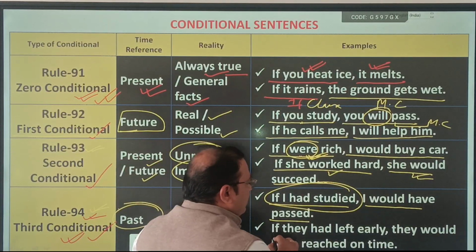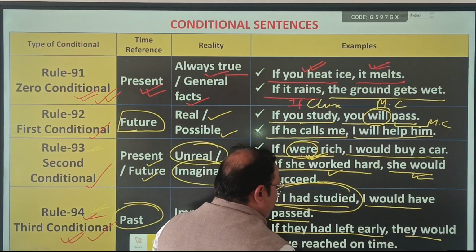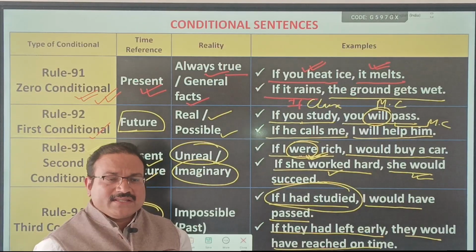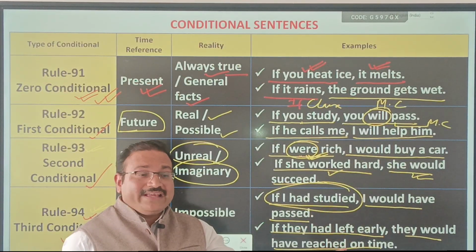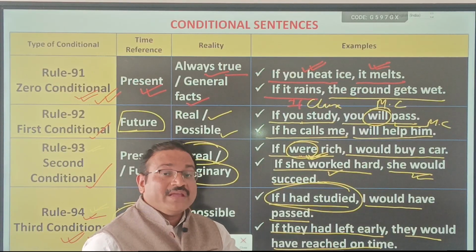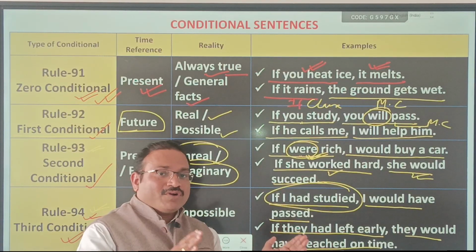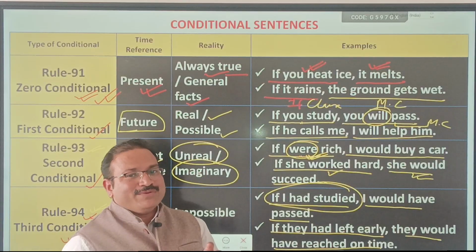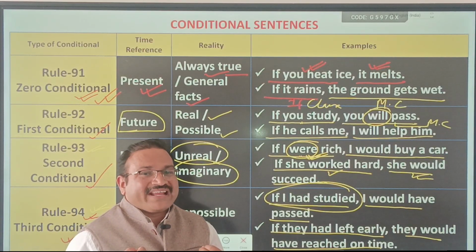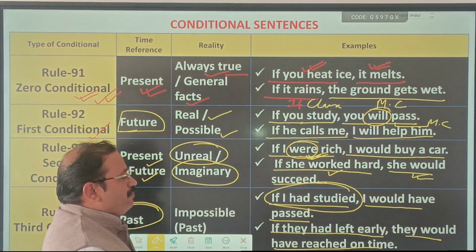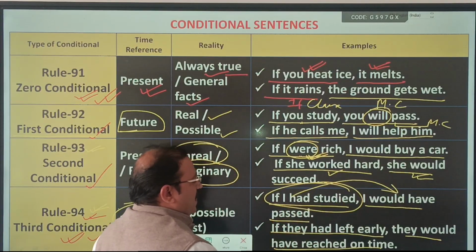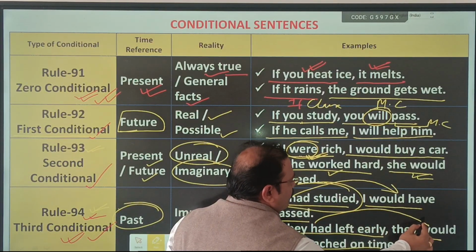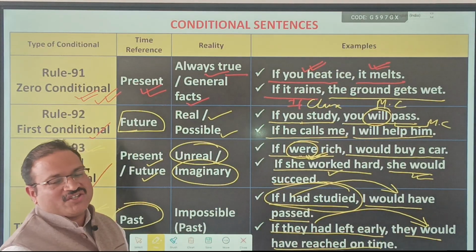इफ दे हैड लेफ्ट अर्ली दे वुड हैव रीच्ड ऑन टाइम. मीन्स दे हैड नॉट लेफ्ट अर्ली, क्योंकि वो समय पर निकले नहीं इसलिए समय पर पहुंचे नहीं. टाइम हैज पास्ट, कैन नॉट बी ब्रॉट बैक. So impossible to happen. It is just a kind of regret. अफसोस हो रहा है. So what you have to keep in mind here, had is always followed by would have. Had is always followed by would have in third conditional sentence.